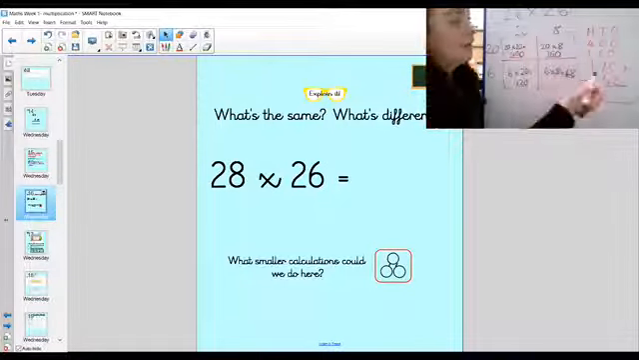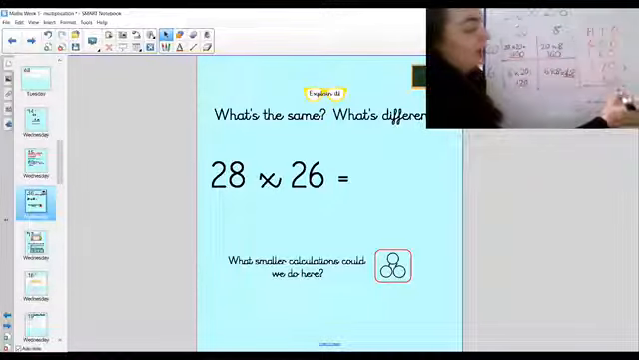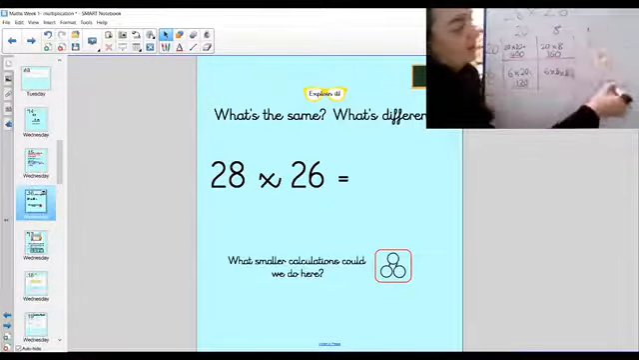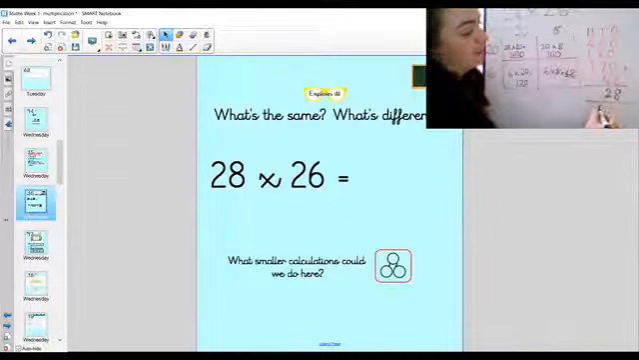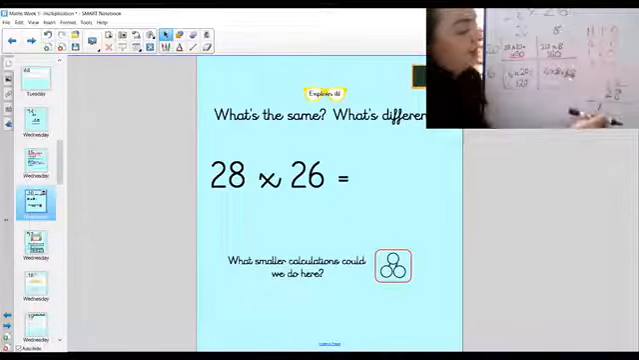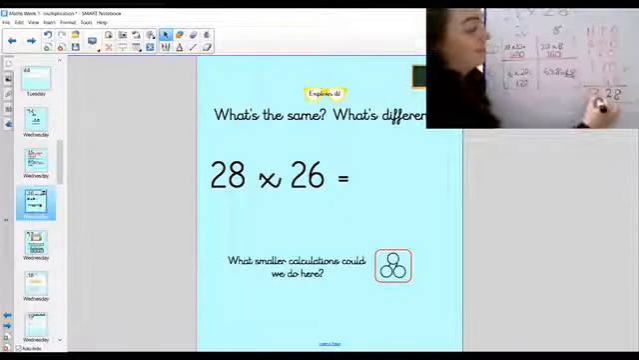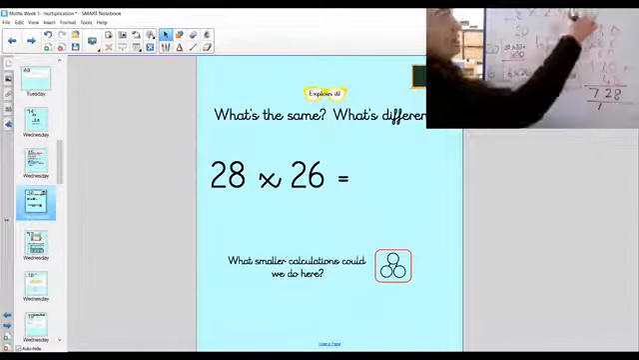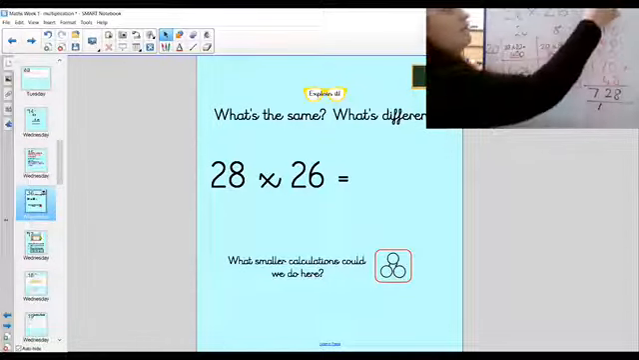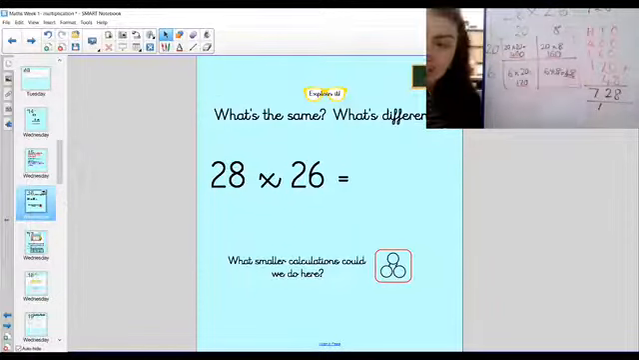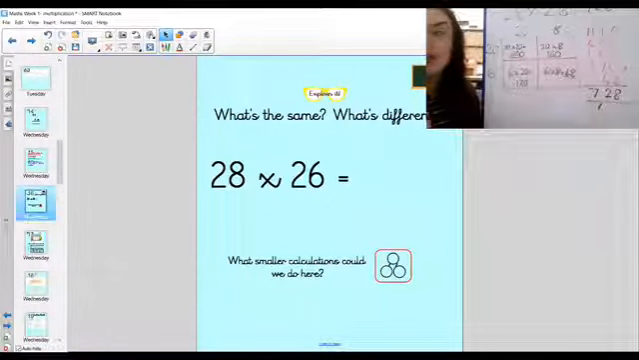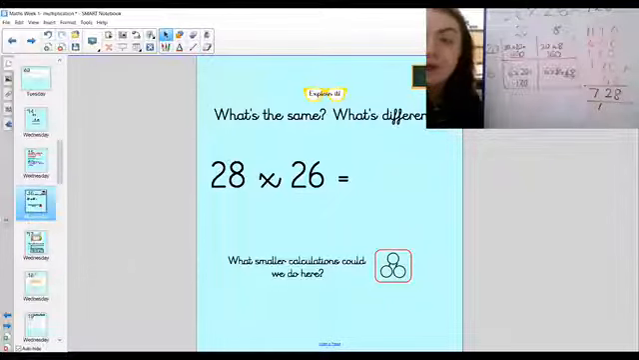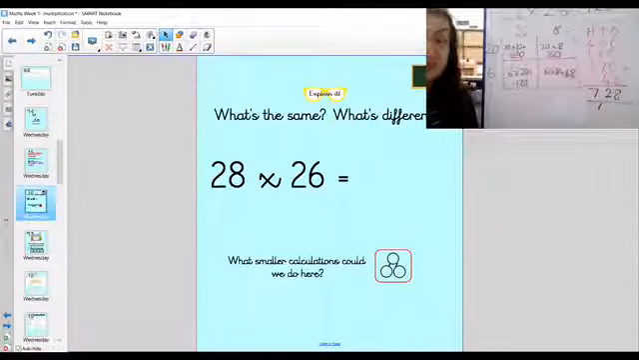Okay, so now I can add them all together. So ones, I've got 8 here. I know 6 and 4 is my number bonds to 10. So I know I've got 12, which means I need to rename 4, 5, 6, 7. My answer to 28 times 26 is 728. Okay, which is so much easier than trying to work it out straight in your head rather than trying to guess it and do it wrong.